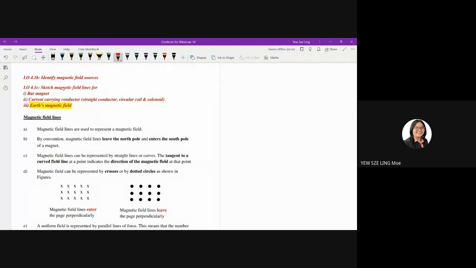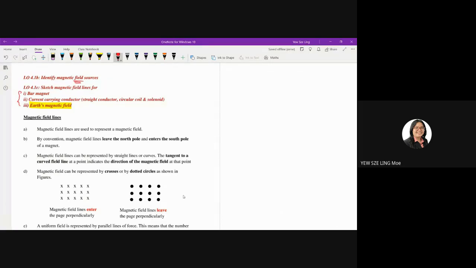So now let us go through the magnetic field line first. Sketch magnetic field line. Identify magnetic field source. The source, we can have it from the charge. A magnetic bar will give us a magnetic field. A current carrying conductor with a moving charge will give us magnetic field. Earth magnetic field, Earth itself will give us magnetic field as well. So these are the three sources that can give us magnetic field.